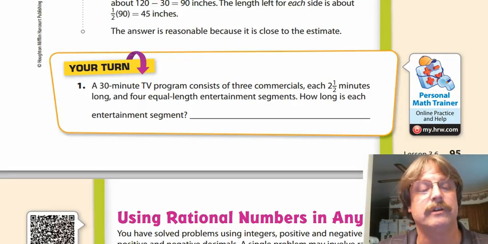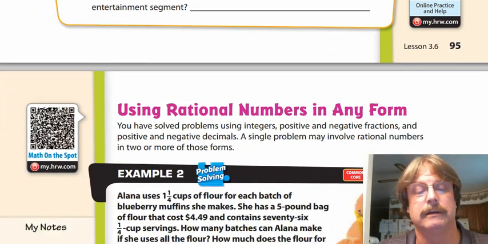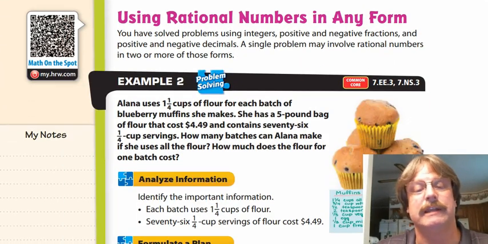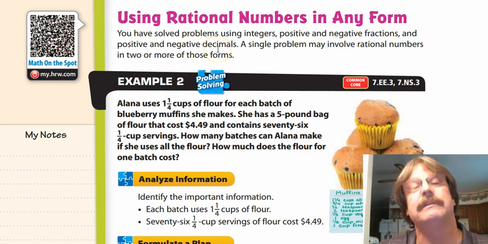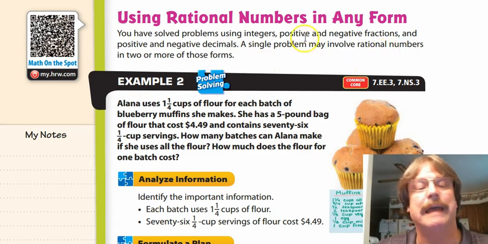Here's another one for you on your turn. Okay, using rational numbers in any form. Again, you've done integers, positive and negative fractions, positive and negative decimals. You guys have done a lot. So be pretty proud of what you've accomplished so far. And you're doing really good. So any problems may have any of these forms.